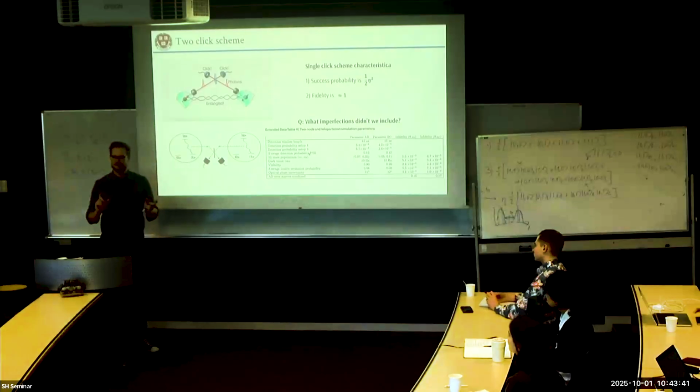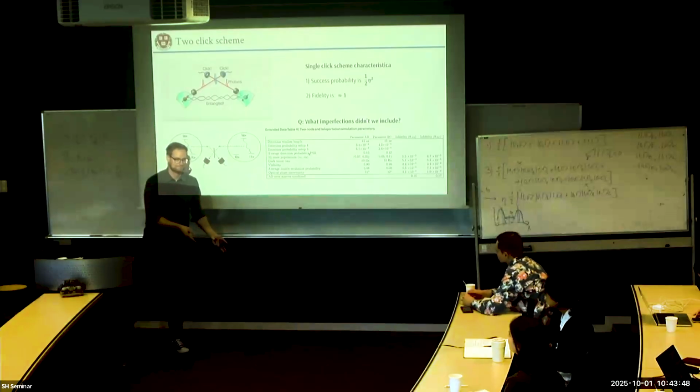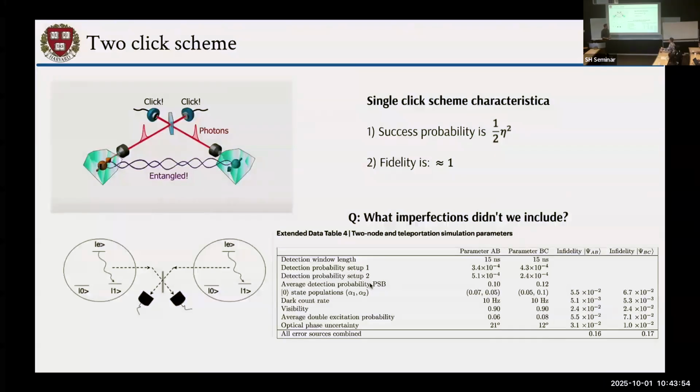The way to think of it is that the only way I lead to success is that I had a photon both from Alice and from Bob. So a relative phase just becomes a global phase, except if I have a phase difference between the early and late time bins. Okay. These things don't matter anymore, of course.